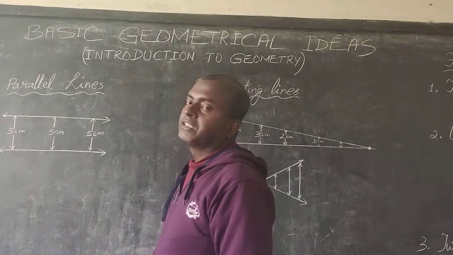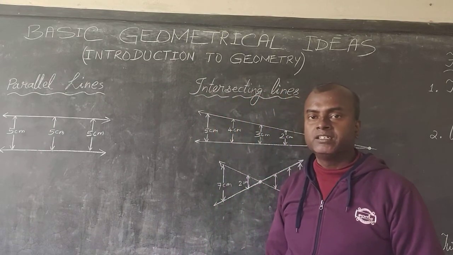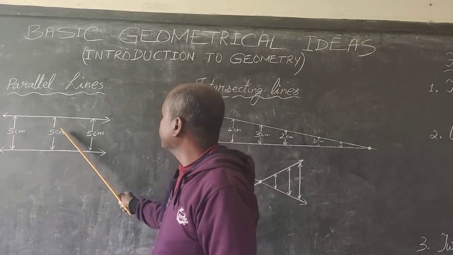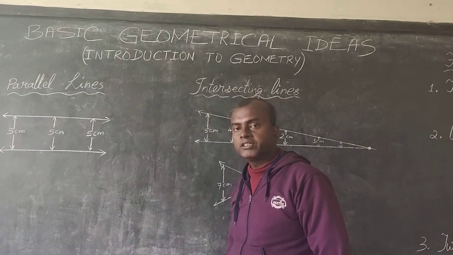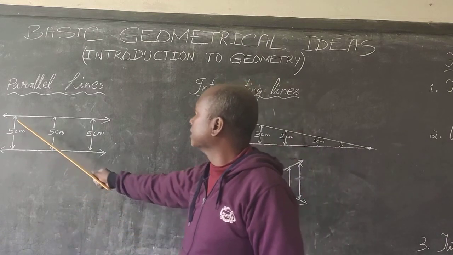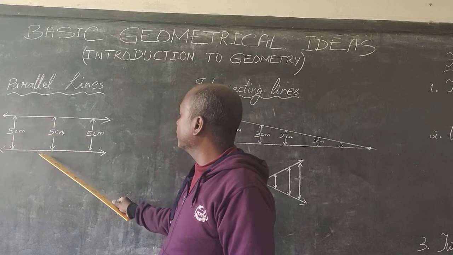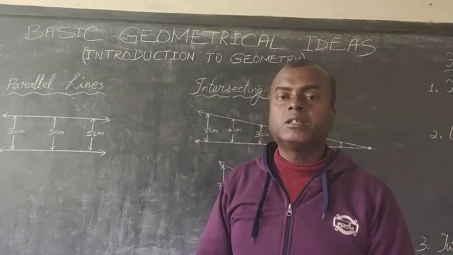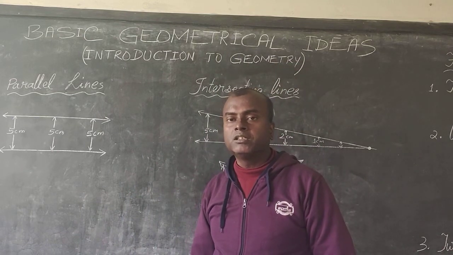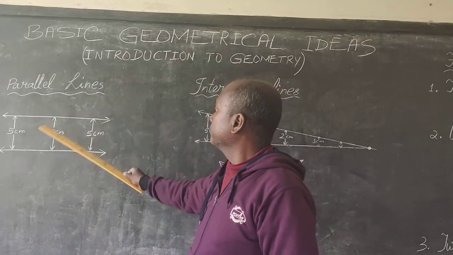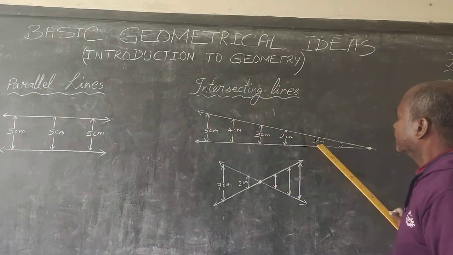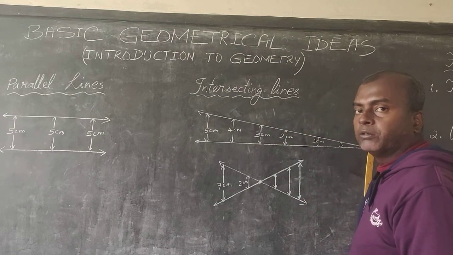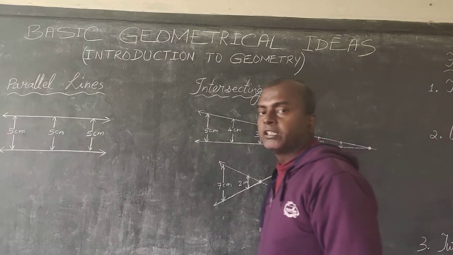Now see parallel lines. Best example is a railway track. Two lines here also I have drawn, but the gaps between them remain constant, fixed. Neither increases nor decreases. At this point also the gap is 5 centimeter. In the middle also the gap is 5 centimeter. At this point also the gap is 5 centimeter. So the lines which remain at equal distance from each other are called parallel lines. Whereas the lines where the gaps between the lines don't remain the same and they cross each other at some particular point, those lines are called intersecting lines.